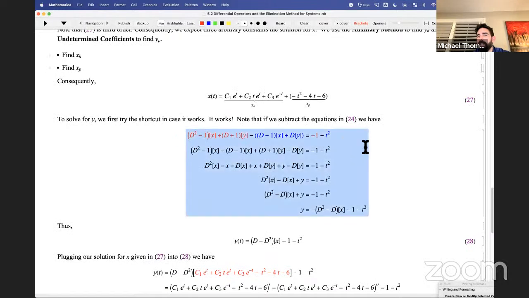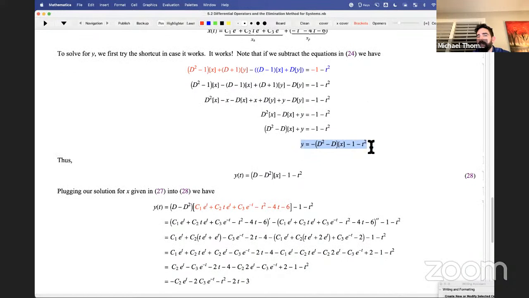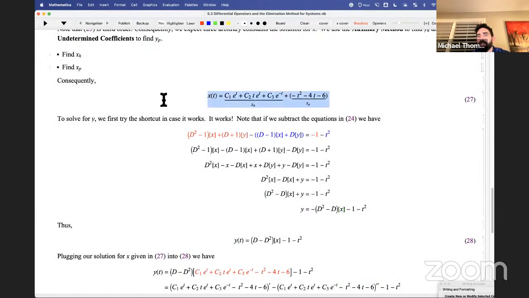I did it in the big D notation just for practice. So if you guys want to do that, it's fine. Subtracting, and then there's that equation solved for y. You'll notice there's my unknown and then my known variable x, and it looks like I only need the second and first derivative of x, but we can find that because we have x.